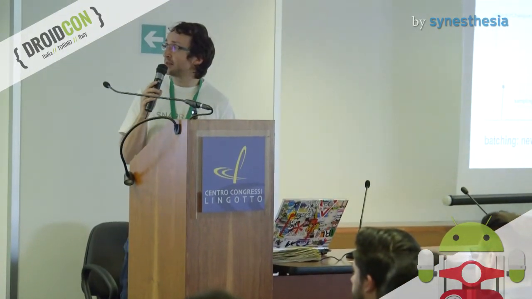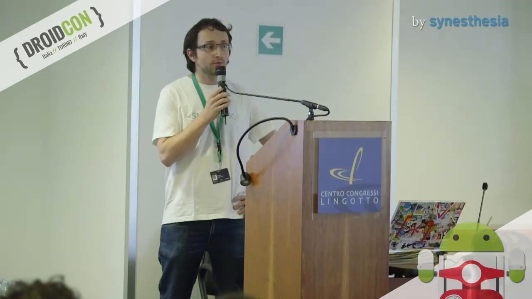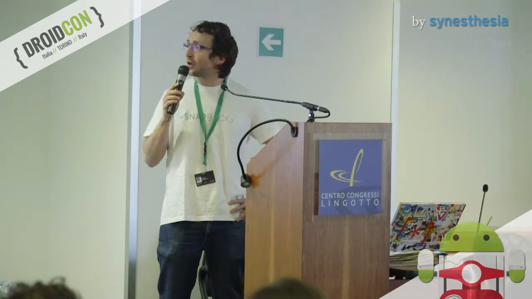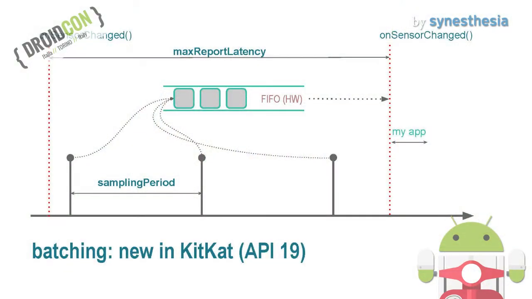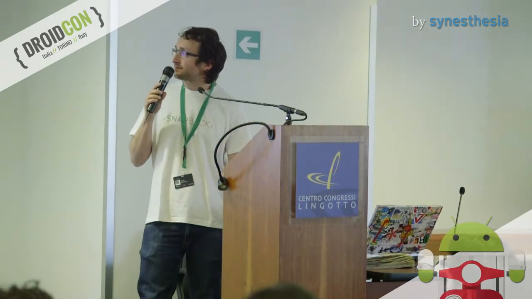We can do better than this through a new mode introduced in Android KitKat 4.4, that is the batching mode. This is very interesting because we can ask the operating system to enqueue events in a hardware FIFO, and so we can be called when a certain amount of data is stored, and after some time, that is called the maximum report latency. Then onSensorChanged is called only after this time, and we can perform our application logic.